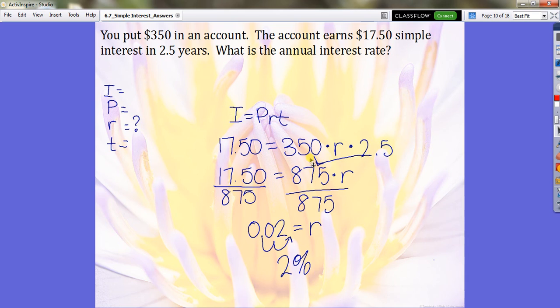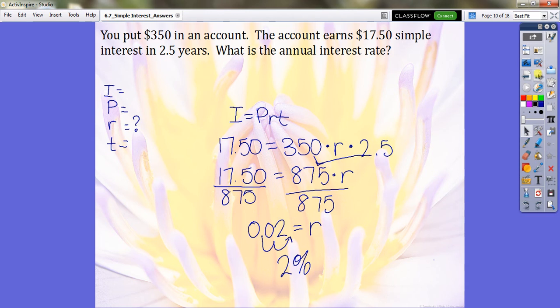The principal is the amount you start with, or $350, times the rate, which is what we're searching for, times time, and it's already reported in years, so 2.5. So you multiply your 2 numbers to get them together, so you have one number to divide by. You end up with 0.02, or 2%.